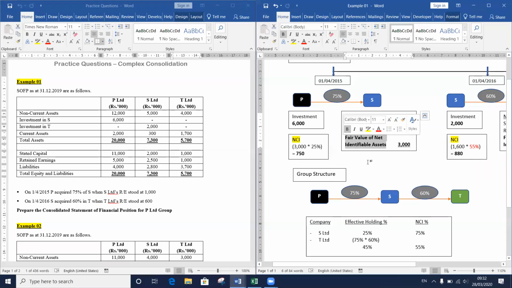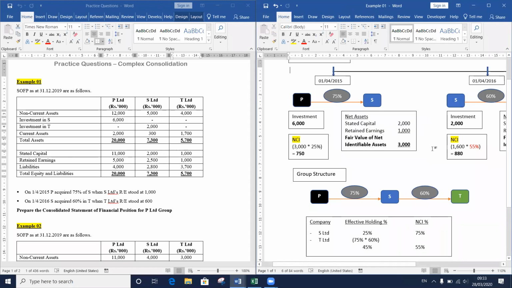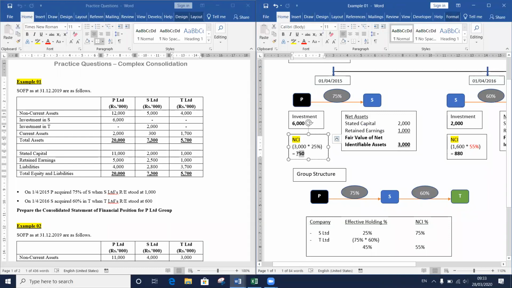This is the name we give for this sum: fair value of net identifiable assets. Right? Fair value of net identifiable assets. On the acquisition date, the fair value of these net assets is 3000. Then we need to multiply that fair value of net identifiable assets by the NCI percentage, and we can calculate it that way.